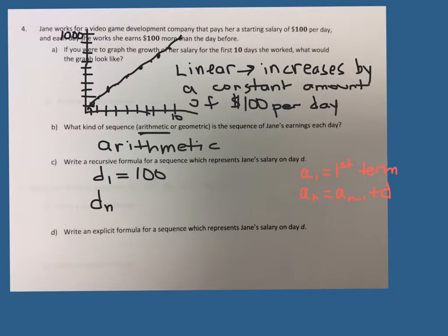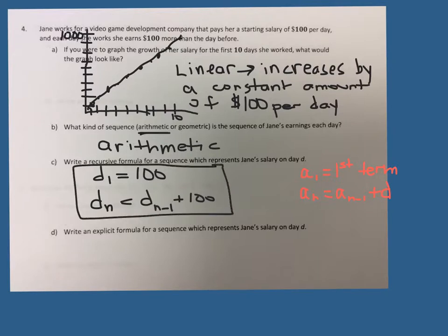So, I just wrote off to the side here, from the previous page, the formula that we use to help us with the recursive formula. So we already have d sub 1. We have our first term. Okay, they're using an a, I'm using a d. Now, in a recursive formula, a sub n is equal to the previous term plus what you're adding to it. So we could say here that d sub n is equal to the previous term, so d sub n minus 1, plus the $100 that's being added to it each day. So this right here would be my recursive formula to represent the situation.